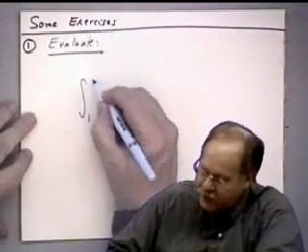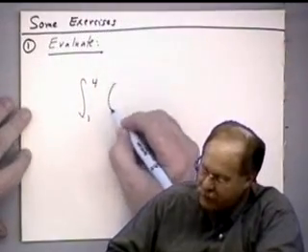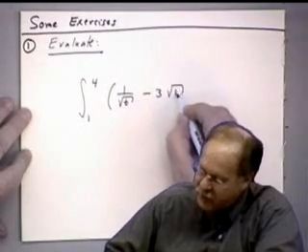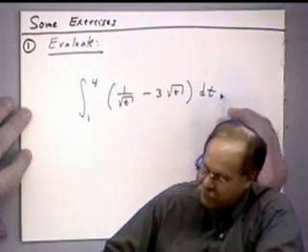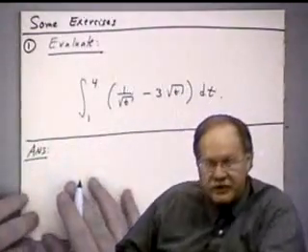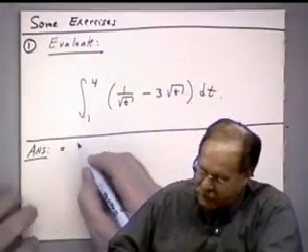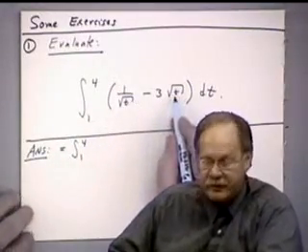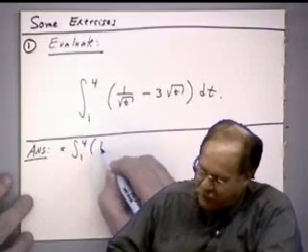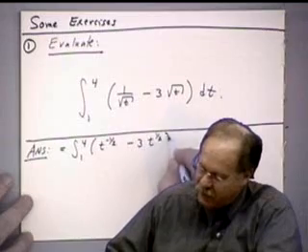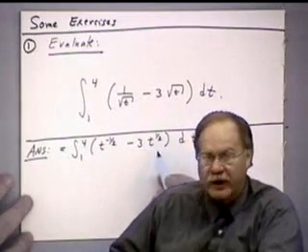The integral from 1 to 4, definite integral, of 1 over the square root of t minus 3 times the square root of t dt. Try that. This is straightforward. Let us first rewrite this so that I don't have these fractions and these square root symbols. I'll rewrite this as t to the minus 1/2 power minus 3 times t to the 1/2 power dt. That's usually a good idea.